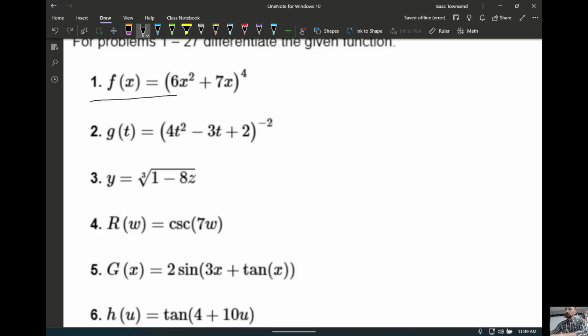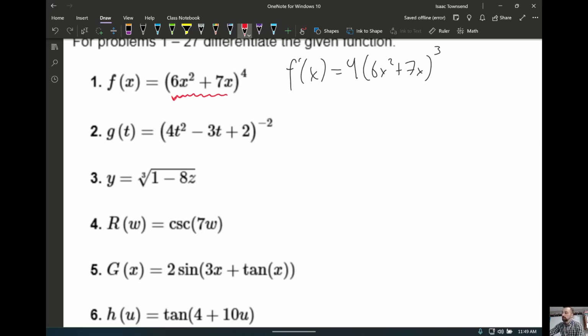So, question 1, I see I've got something to the 4th power, so the derivative, I would do power rule. Bring the power down, lower the power by 1. Don't do anything with the inside, at least not yet. Then come back and multiply by the derivative of the inside, which would be 12x plus 7. All of that's the derivative.